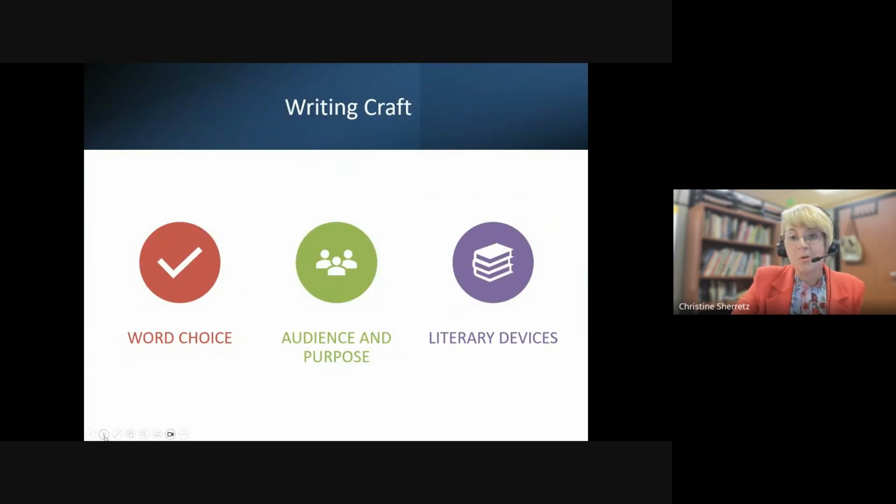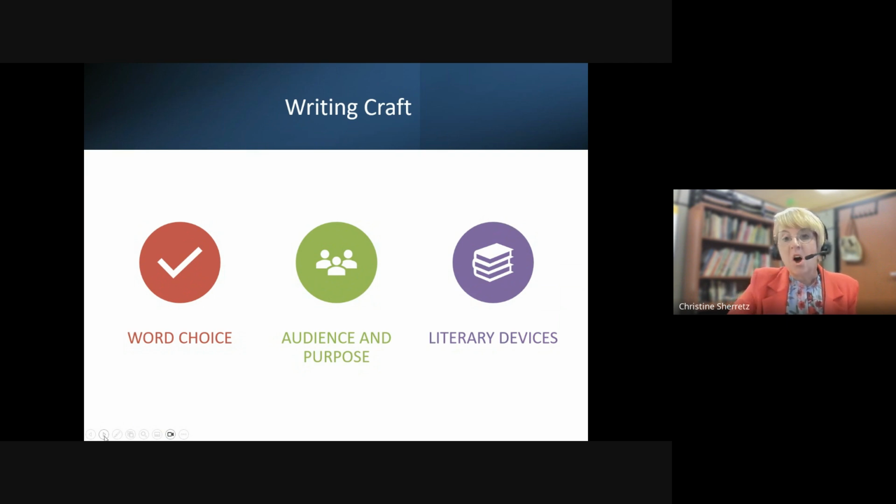Then we have writing craft. This is kind of that revising aspect. This is when we teach kids how to use word choice. We also teach them about audience and purpose. Depending on who our audience is, the type of writing that we do will change. If I'm writing to the provost of Southeastern, my tone and how I write will be very different than if I'm texting my husband or one of my friends.